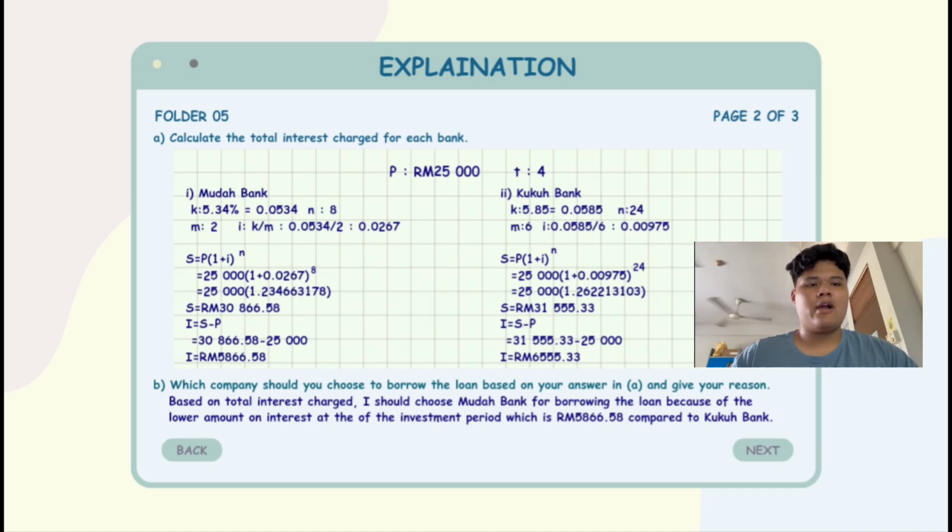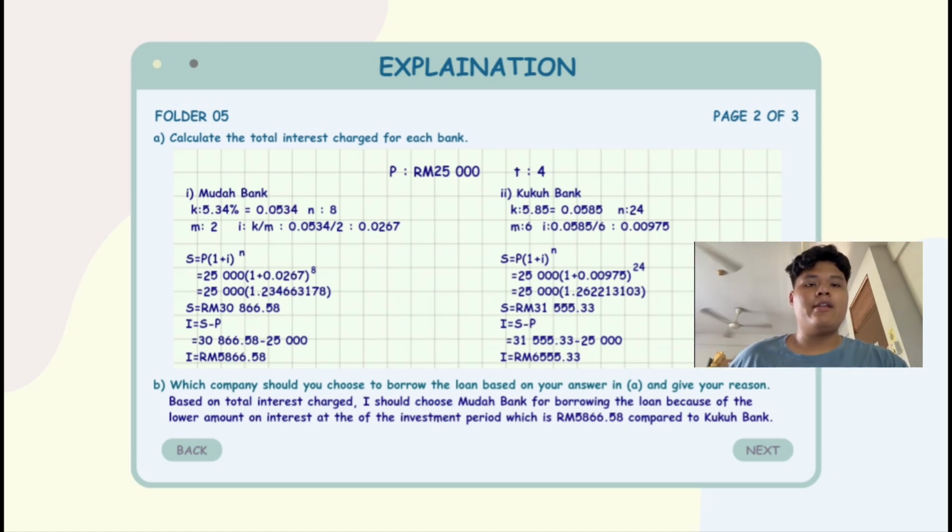Simply use the calculator and you will get 31,555.33 ringgit Malaysia. Likewise, you find the total charge, the compound interest: 31,555.33 minus 25,000, then you will get RM 6,555.33. Moving forward to question B: which company should you choose to borrow the loan from, based on your answer in A, and give your reason?